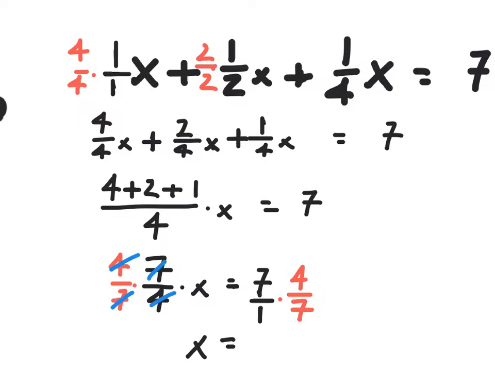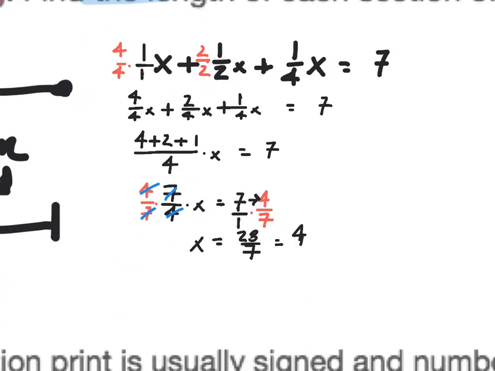And that's going to equal 7 times 4, which is 28. So I got 28 over 1 times 7, which is 7. And so then 28 divided by 7 is going to give me 4. And so that's what I've got. My solution here is that x is equal to 4.